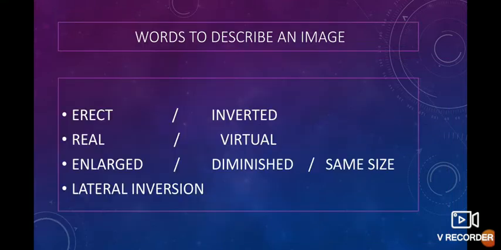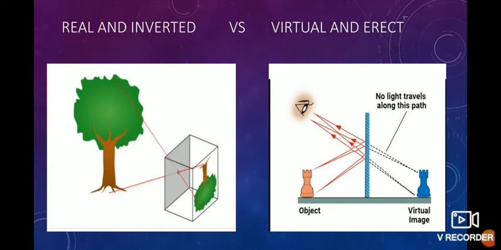Here are some of the words to describe an image. Erect or inverted. Real or virtual. Enlarged, diminished, or of same size. And lateral inversion. Now, what do these words mean? Let us understand these words with the help of pictures.